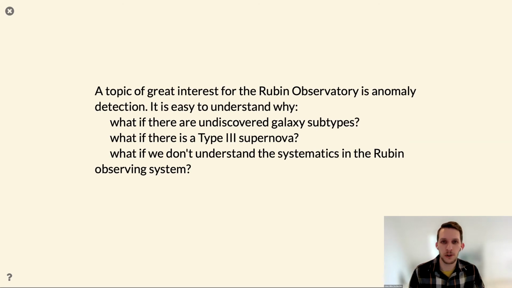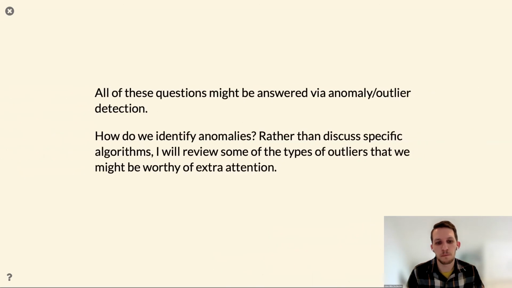What if there are undiscovered galaxy subtypes out there? What if there is a type 3 supernova, something that no one has ever seen, an explosion no one's ever seen? Or, another way that anomalies can present themselves is, what if we don't understand the systematics in the Rubin observing system? All of these are questions that can be answered by a search for and detection of anomalies within the data set.